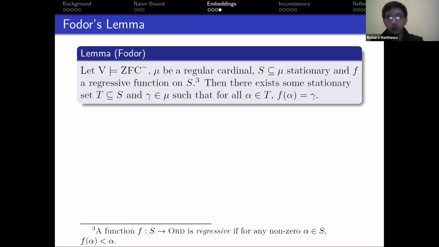Right, so just to give an example of how to use this, I'm going to give a quick proof of Fodor's lemma, also because it's needed in the proof. So Fodor's lemma states that if V is a model of ZFC without power set, but with collection, mu is a regular cardinal, S is a stationary subset of mu, and F is a regressive function on S, then there exists a stationary subset T of S on which F is constant.